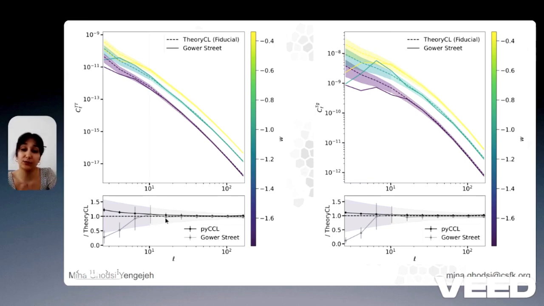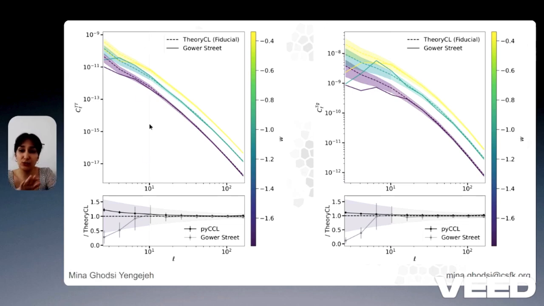We also added the PyCCL result here to make sure of the accuracy of our model, and you can see it has a very good accuracy. And to calculate this central value and error bars, we use all the 777 realizations.